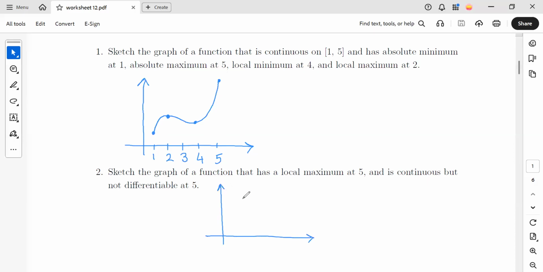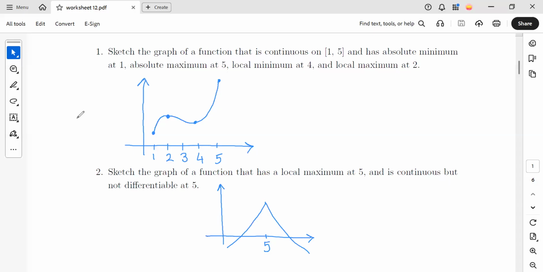Number 2 is about sketching the graph of a function that has a local minimum, local maximum at 5, and it is continuous but not differentiable. One of the easiest ways to draw a graph which is not differentiable is to make a corner here. So maybe this is a good one.